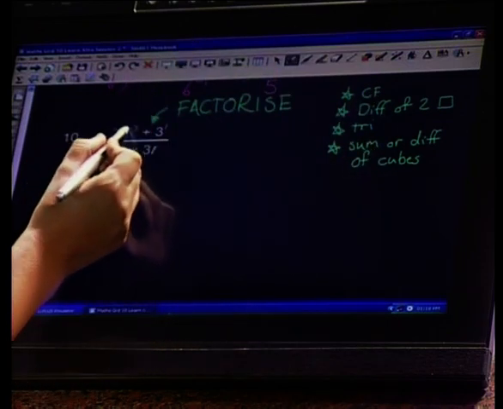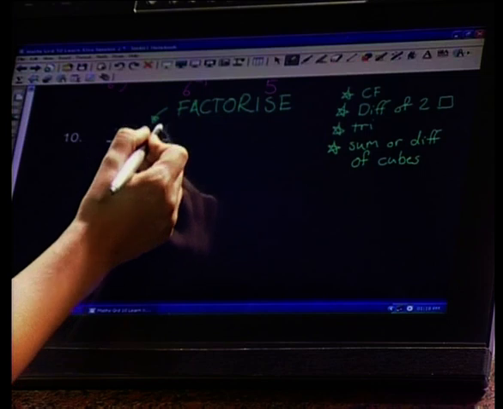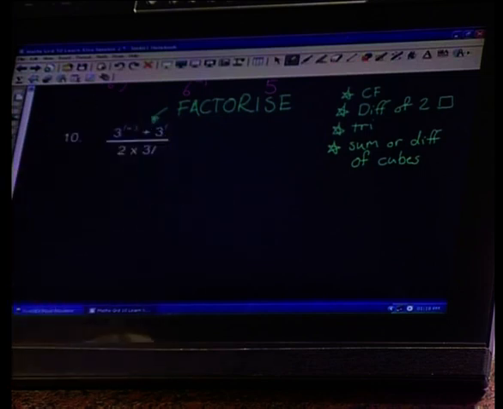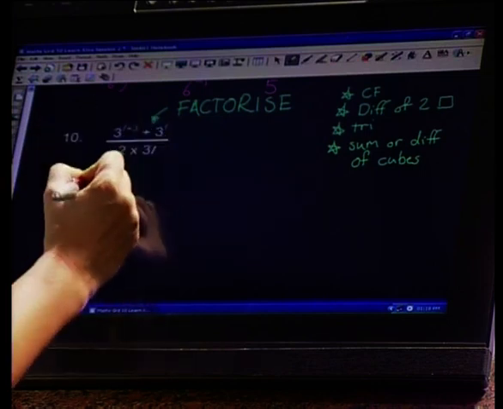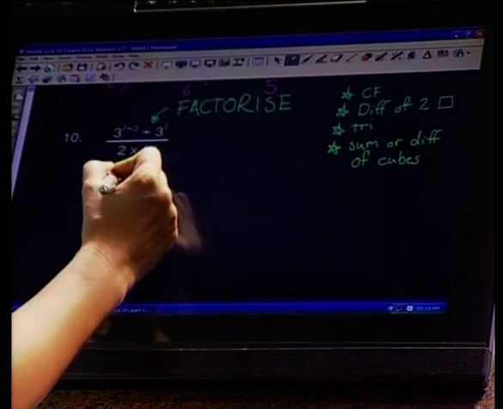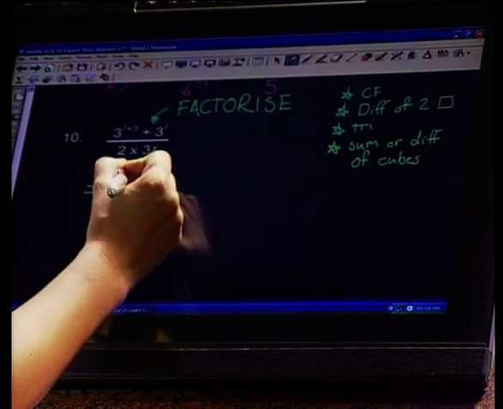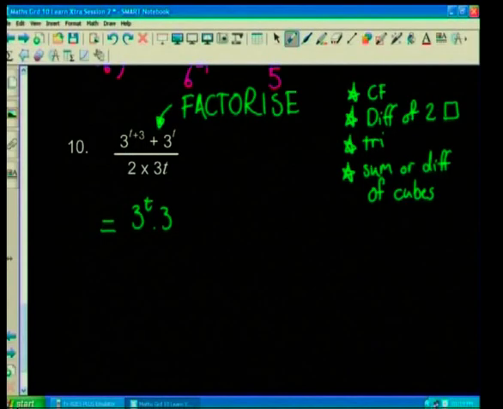3 to the power of t plus 3 plus 3 to the power of t. Yes, we have a common factor, although it's probably a little bit difficult to recognize right now. Let's change this to 3 to the power of t times by 3 to the power of 3 plus 3 to the power of t. Do we need to factorize at the bottom? No, there's only one term. The plus and the minus divides the terms up. So I'm going to leave the bottom for now as 2 times 3 to the power of t.